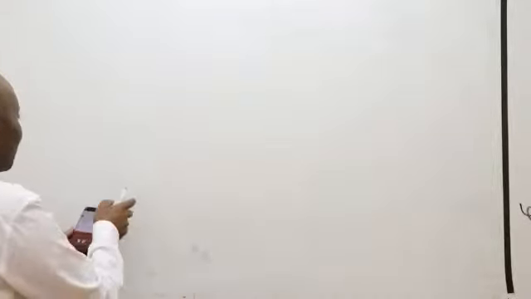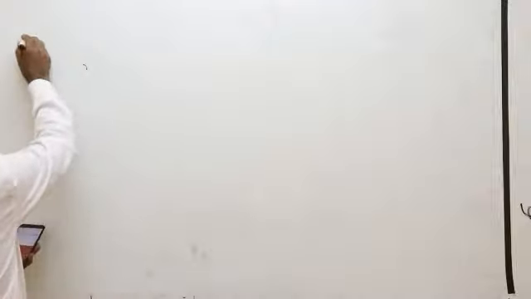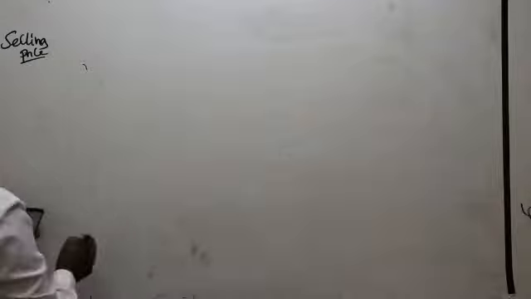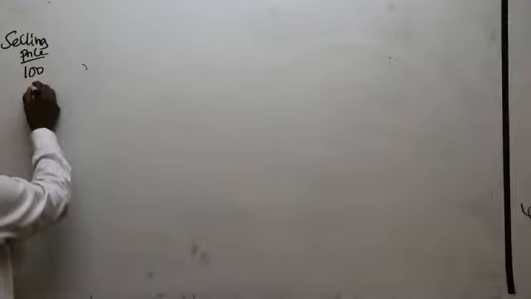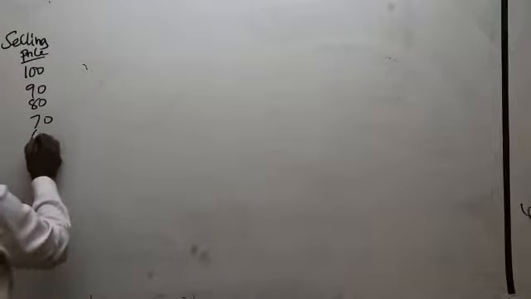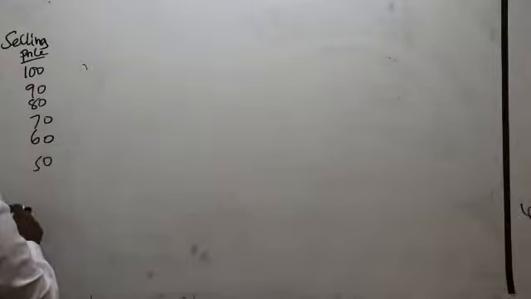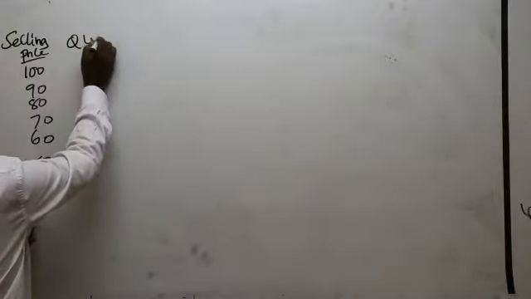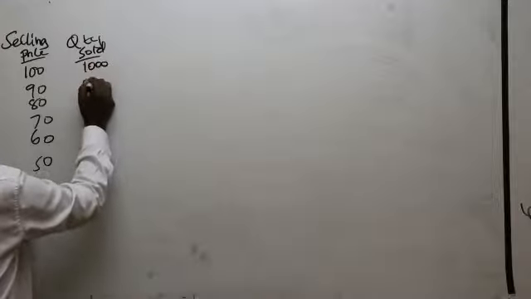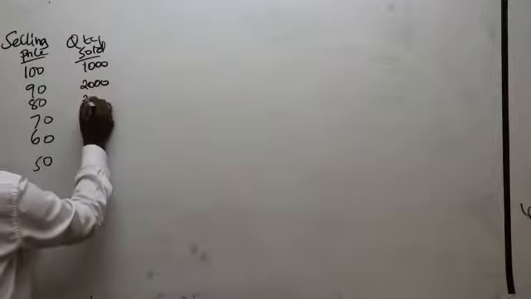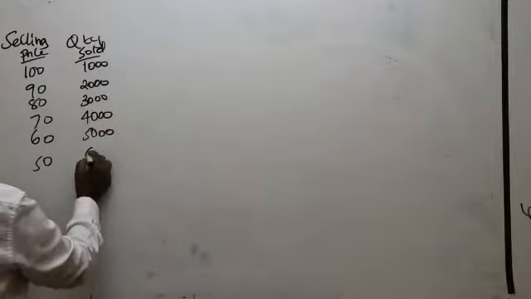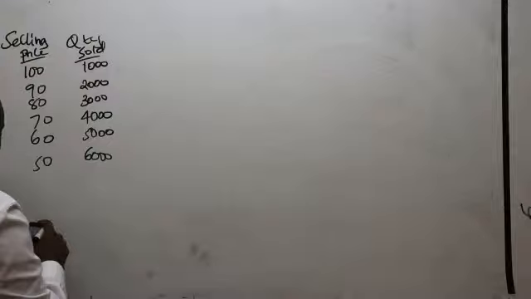So they've given us the selling price. The selling price could be 100, 90, 80, 70, 60, or 50. And then we have quantity sold, ladies and gentlemen: 1,000, 2,000, 3,000, 4,000, 5,000, and 6,000.